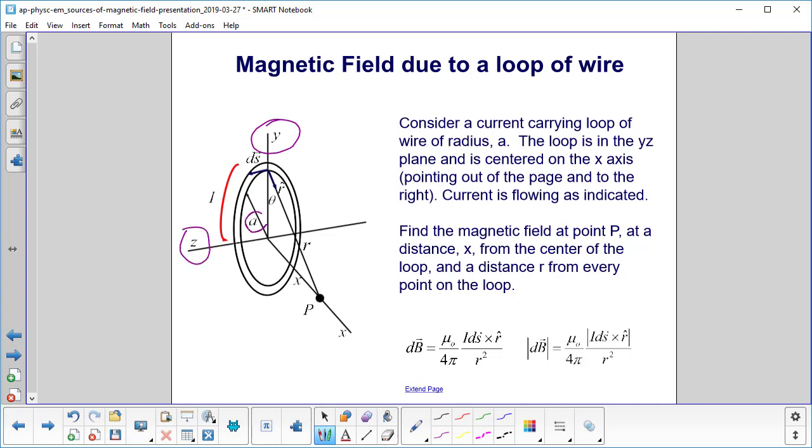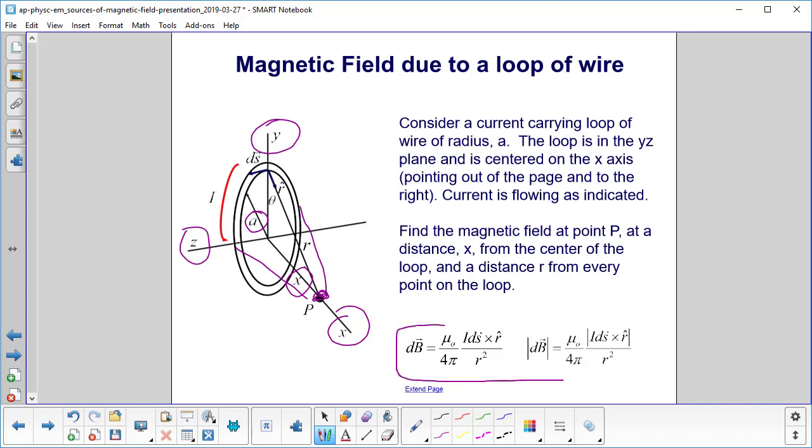The radius is A, and it is centered on the x-axis, which is pointing out of the page and kind of to the right there. Find the magnetic field at point P, which is a distance x from the center of the loop, and a distance r from every point on the loop. Right, this point P, wherever you are on the loop, it's r distance away.